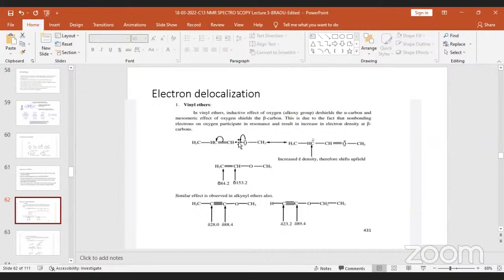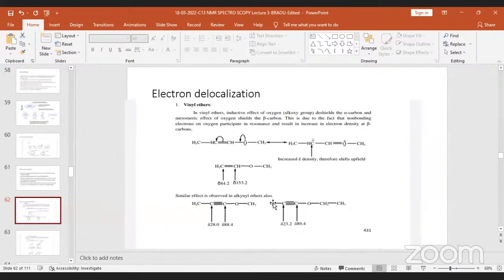Here, in this electron delocalization, the n electrons of oxygen are moving here, and these double bonded electrons will move there. So this carbon gets what? Negative charge in one of the resonance structures. So that means electron density is increased here. Similarly, here also this carbon gets more electron density as compared to this. So compare the values. This is 84, this is 153. Here two factors are contributing. One is the electronegative substituent, the other one is electron delocalization. The electronegative substituent is contributing, and the electron delocalization effect is contributing an upfield shift to this carbon.